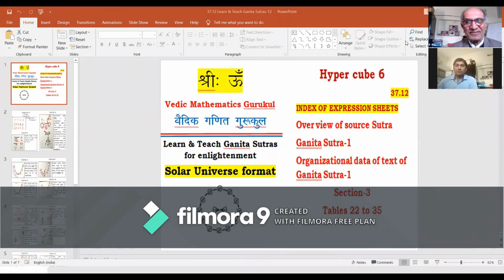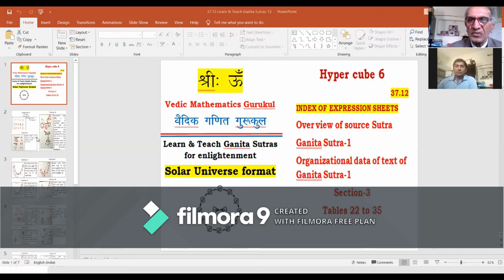Welcome. We are having initiation for a visit to the overview of the mathematical domain of Ganita Sutras, in reference to the overview of Source Sutra, Ganita Sutra 1. Today, in continuity, we will be face to face with tables 22 to 35 of the different features of the fourth letter of the text of formulation Eka Adhikain.